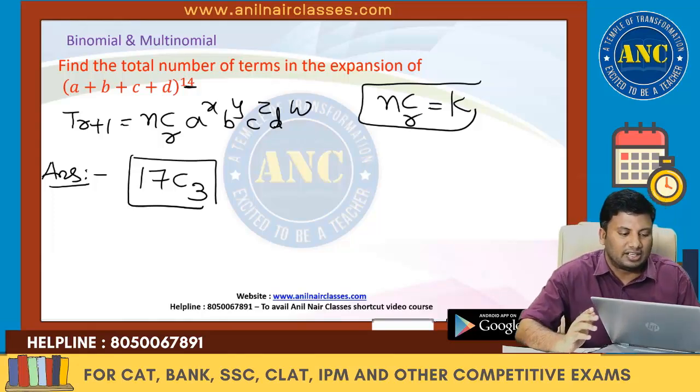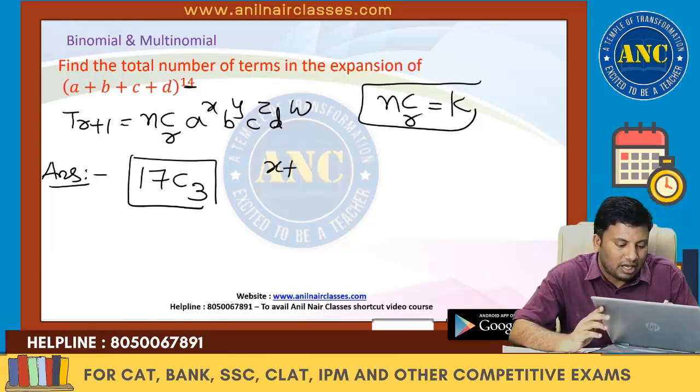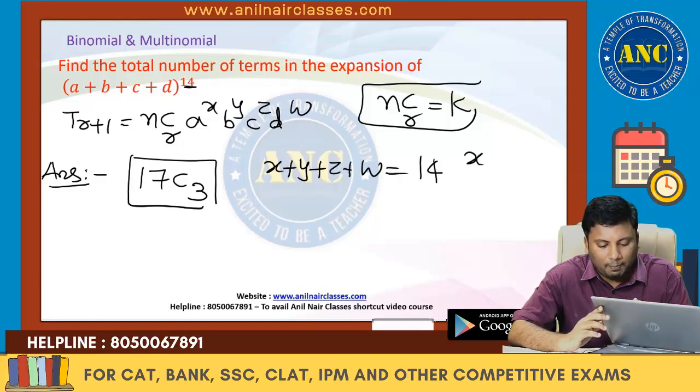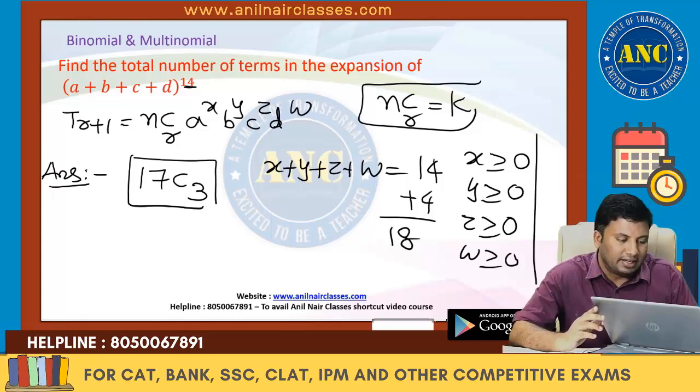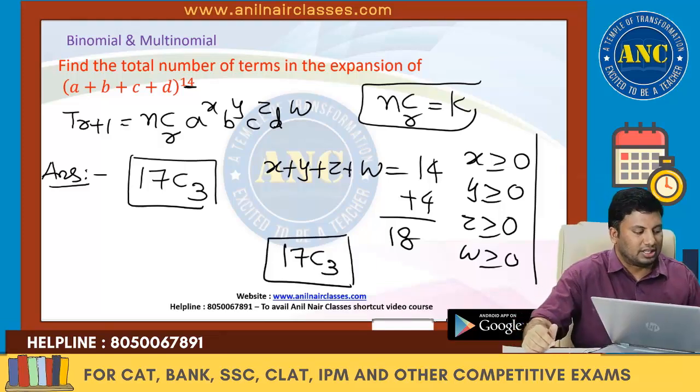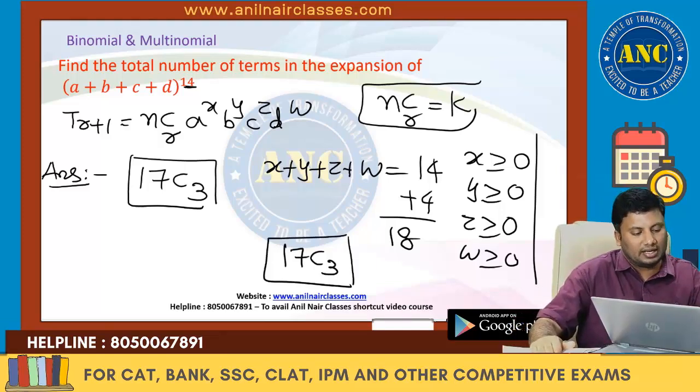Answer is 17C3. In case you want the approach, the sum of the powers should be equivalent to the power of the given question. A power can also take 0. If it is taking 0, 14 plus 4, 18. 18 is nothing but 17C3. Number of distinct terms. I hope the idea is clear.